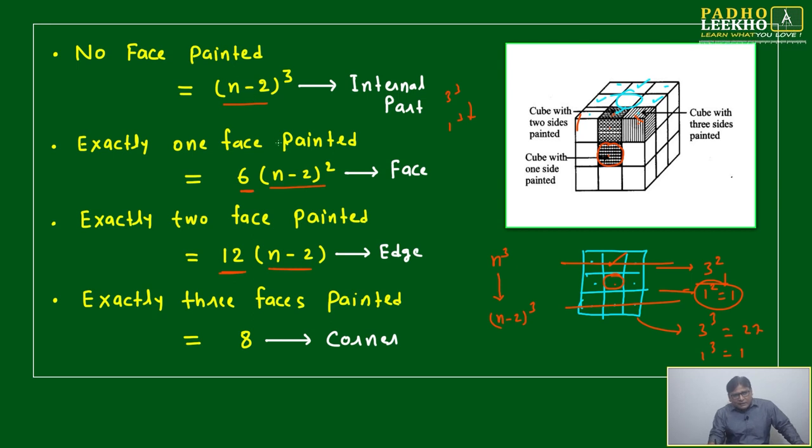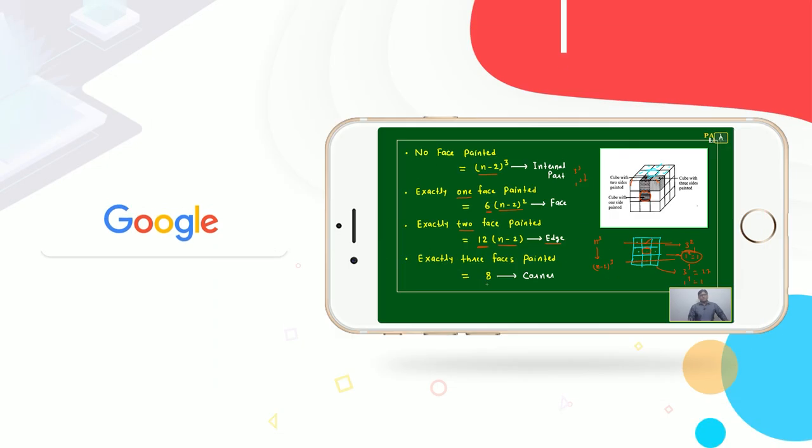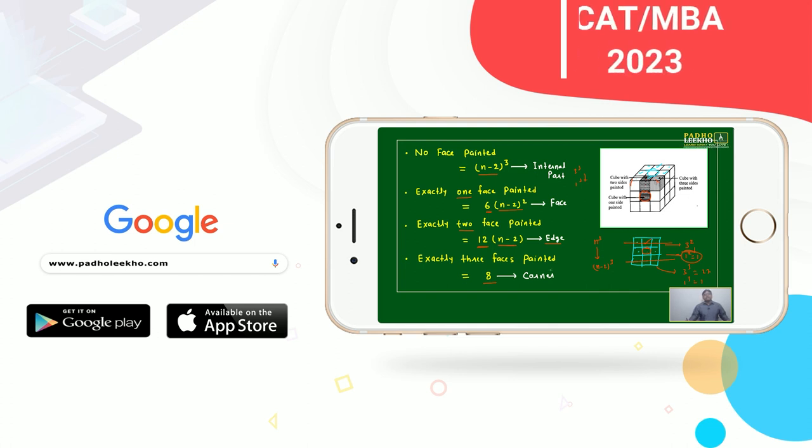Did you get the idea here? All are dealing with n minus 2, n minus 2, n minus 2. What is the only difference? If one face is painted, you have to consider the 6 faces. If two faces are painted, you have to consider the edges. Or if three faces are painted, again it is a fixed 8 corners. Then this is your basic understanding of painting and cutting of the cube.